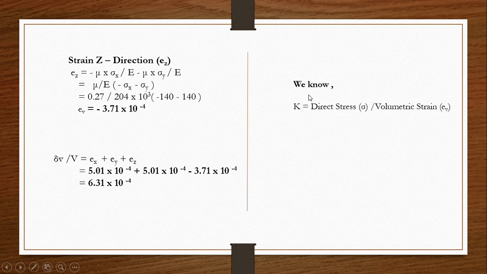As we know, we have to calculate the K, that is bulk modulus. So K, bulk modulus, is nothing but the stress divided by the strain, that is the volumetric strain. So stress we have 140, and as we have calculated the value of volumetric strain, that is 6.31 into 10 raised to minus 4. So the final answer of K will be 2.22 into 10 raised to 5. I repeat, just take note of one correction, that this one is E of z.